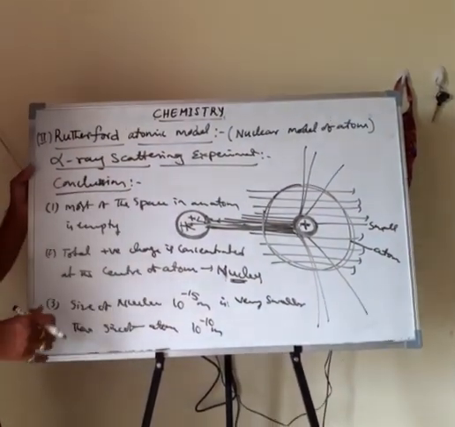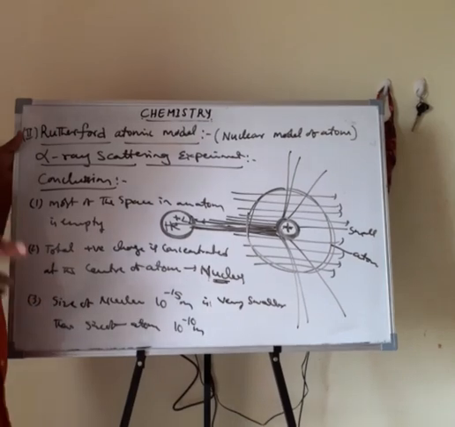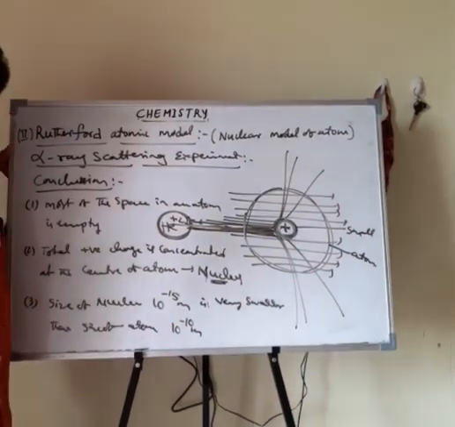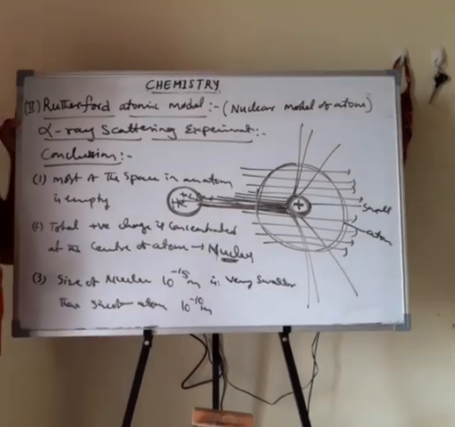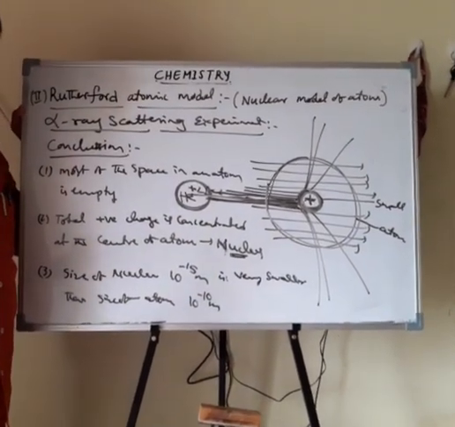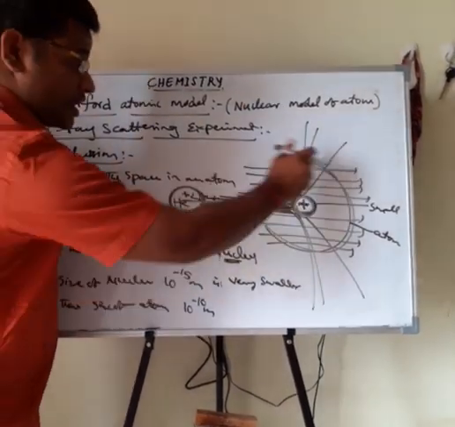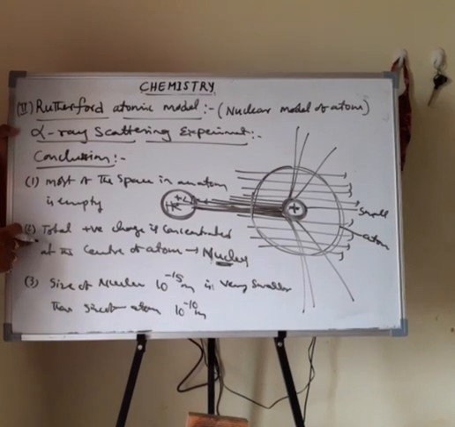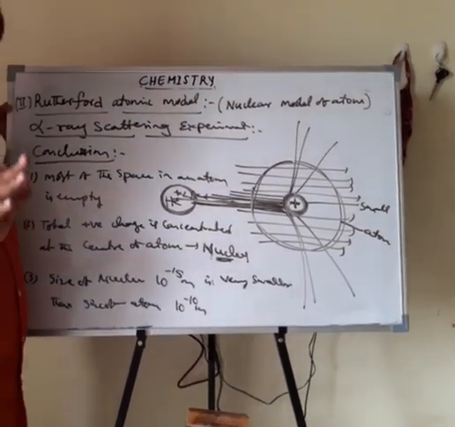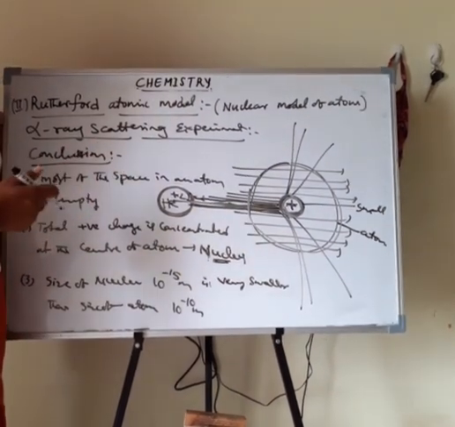So these three conclusions were drawn by Rutherford by observing these three points. Once again, what is the first conclusion? Most of the alpha particles pass through the atom without any deflection, which means most of the space in an atom is empty space. Second point, very few particles are deflected by a small angle, and very few particles are bounced back by 180 degrees.